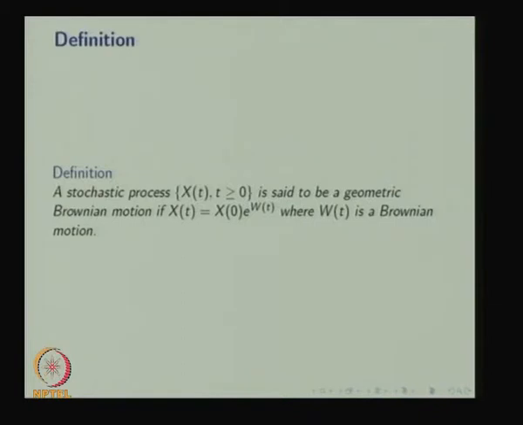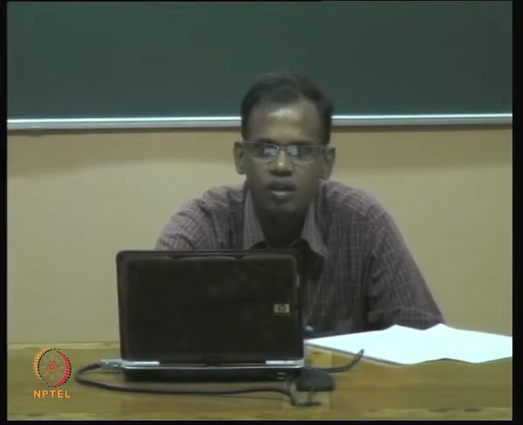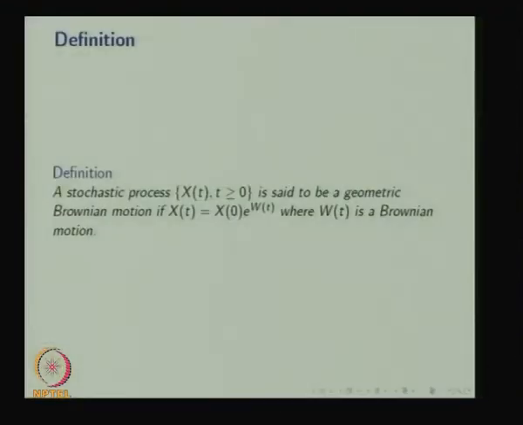That means whenever you have a Brownian motion, if you make another stochastic process as a function of the Brownian motion, of the form X of t equals X of 0 e power W t, then the X of t stochastic process is said to be a geometric Brownian motion. You know the range of W t is minus infinity to infinity. Since X of t is of the form X of 0 e power W t, the range of X t will be 0 to infinity.